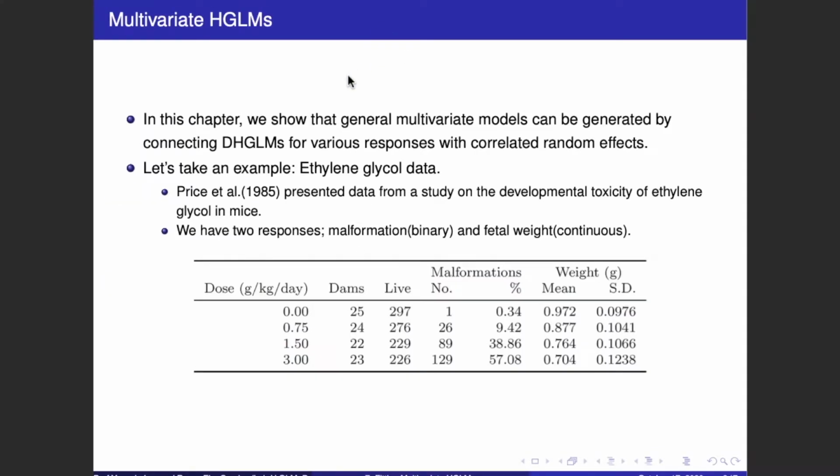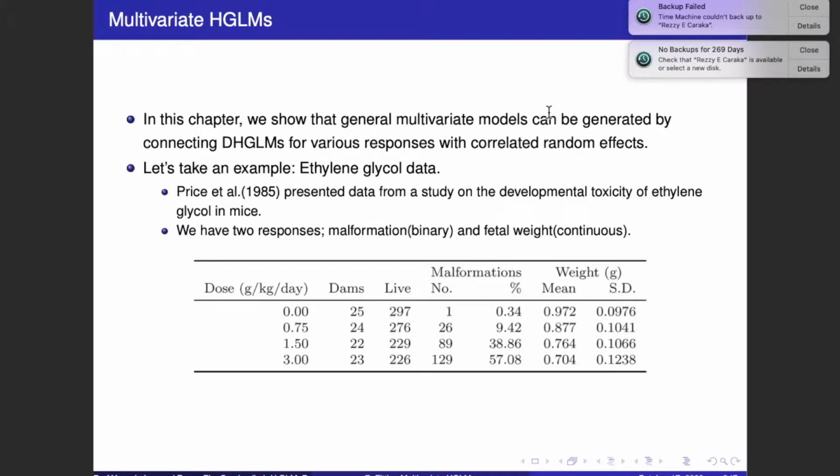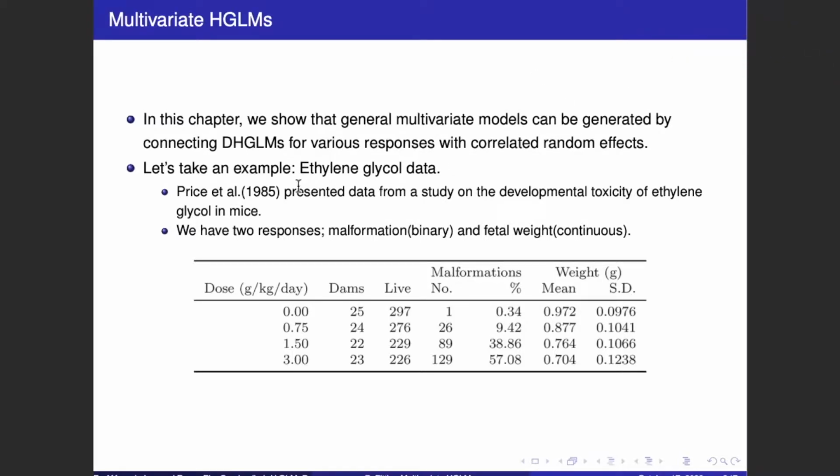In this chapter, we show the general multivariate models can be generated by connecting double HGLMs where various responses have correlated random effects. Let's take an example using the ethylene glycol data, following Price et al. in 1985, which presents data from a study on the developmental toxicity of ethylene glycol in mice.